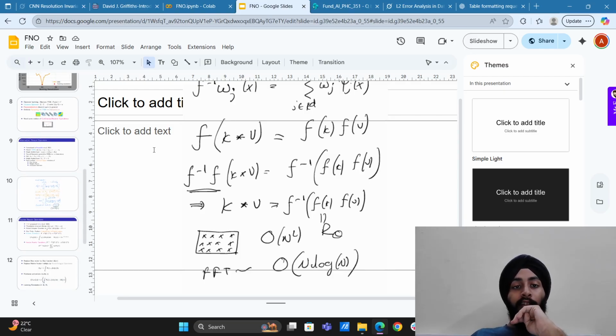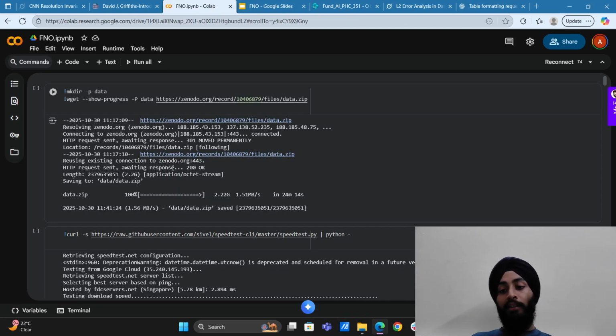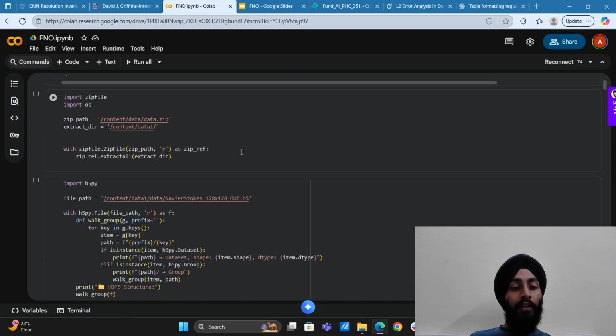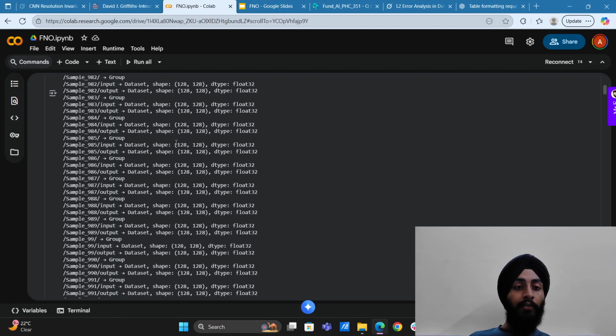Now I will be demonstrating the code that I have run on the Navier-Stokes equations for vorticity, and I'll be explaining why this method works really well. This is the data that I am using. This data is from Zenodo, and I have uploaded it to the folder that I will be sharing. First we download the data into this zip file, and then I have converted this zip file, and this is how my data looks.